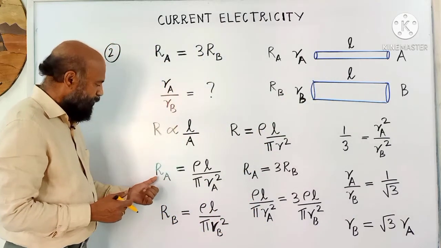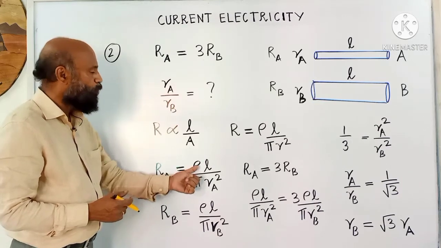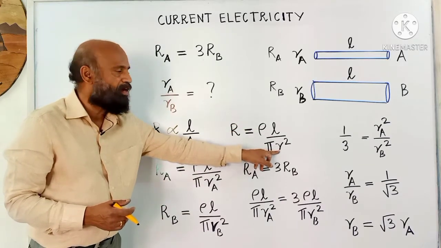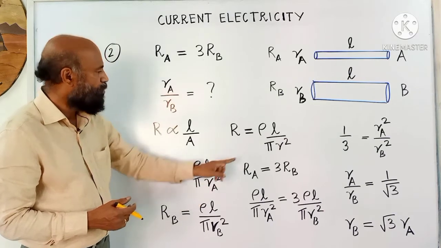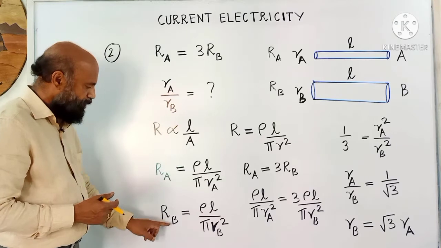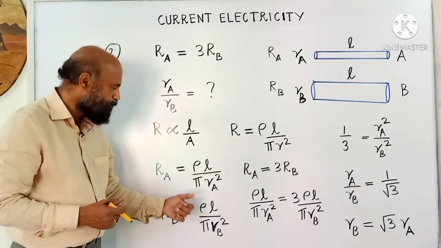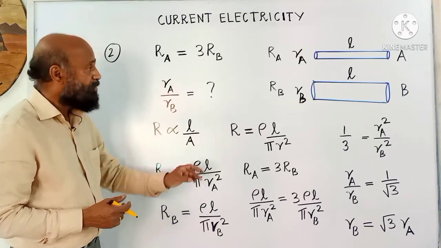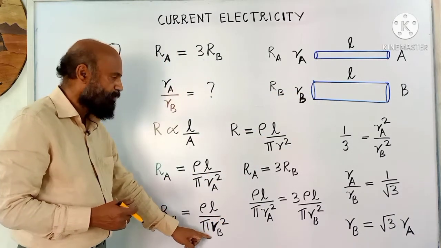Then for the first wire, resistance is RA. So RA is equal to rho L by pi, then you have to substitute the radius of the first wire. Radius of the first wire is ra, so ra square. For the second wire, resistance is RB. Material is the same, so resistivity rho. Length same, so L. Radius is different, so rb. So this is for the second wire.